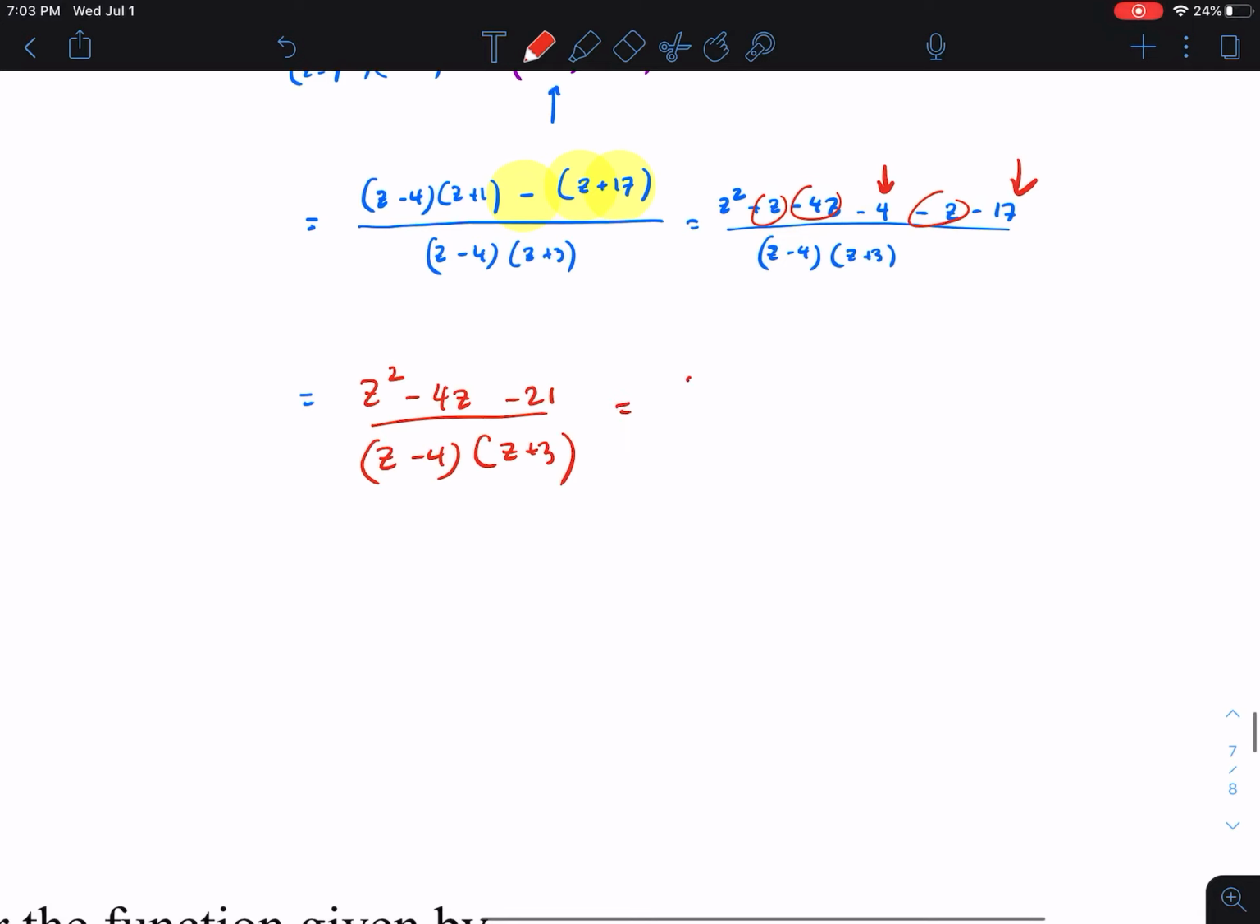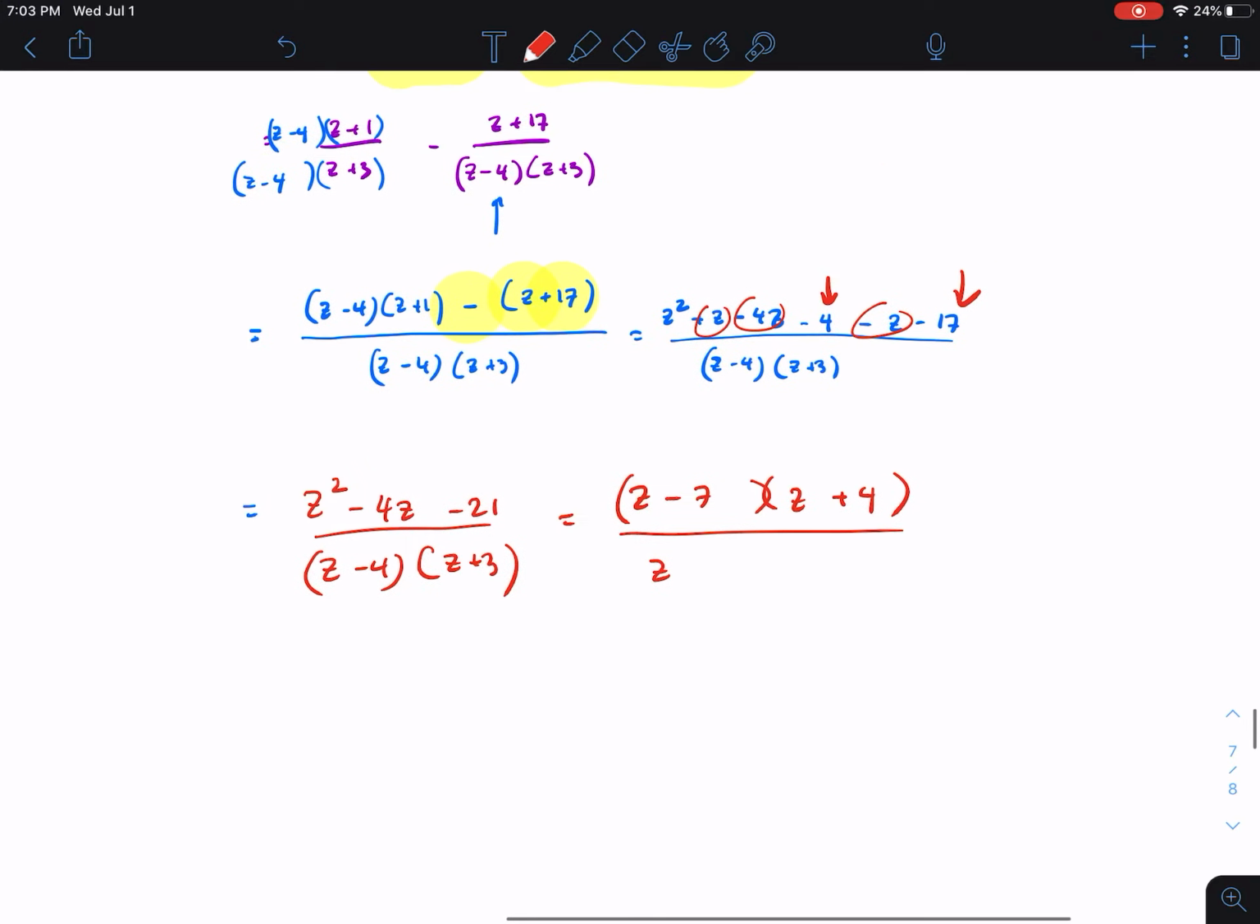Let's try to factor the numerator and see if things cancel out. The numerator factors into z minus 7 and z plus 4. And it looks like things don't cancel out. There's no common factor for us to cancel out, so we'll just leave the answer as that.